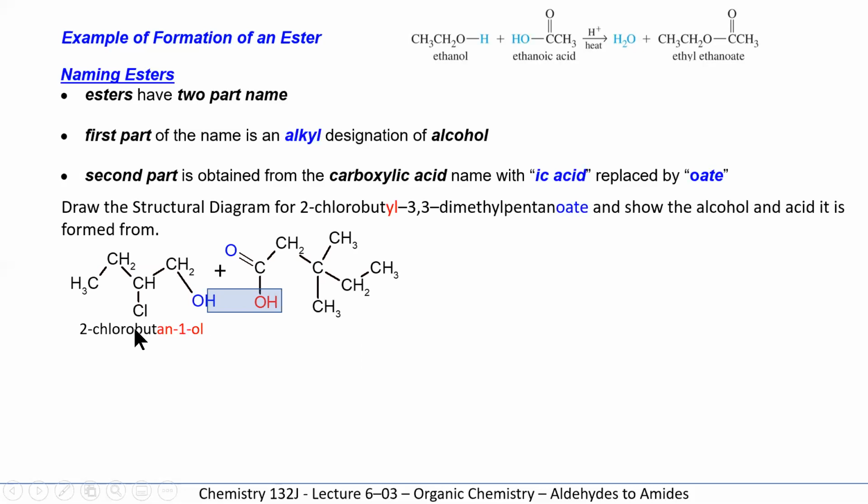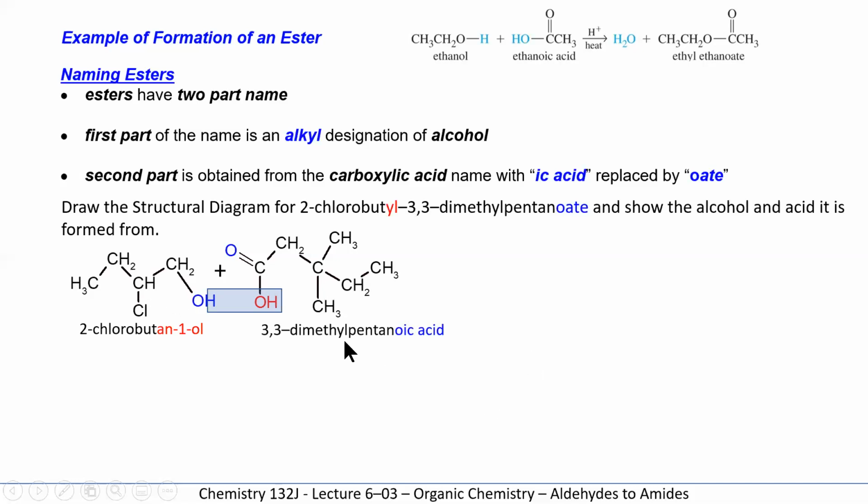You could put the 1 in either location. So again, note that it should have been changed up here as well. So that should have said 2-chloro-butan-1-ol or 2-chloro-1-butyl to indicate where the OH group is, because the OH group could have been on the second carbon, either this one or this one.